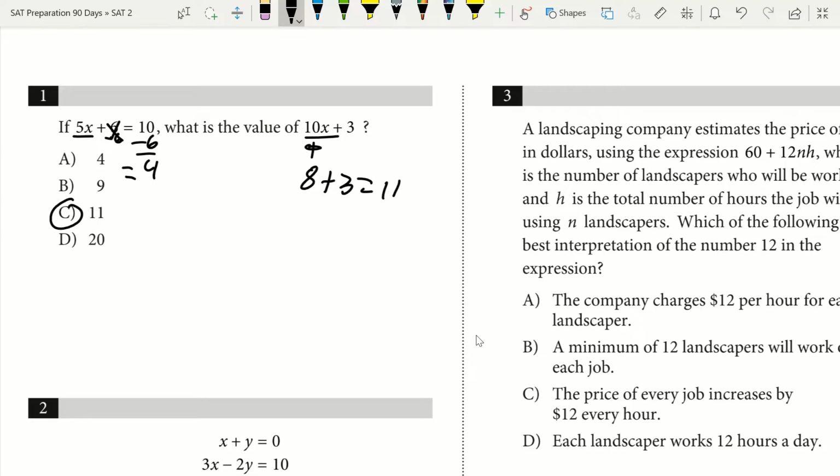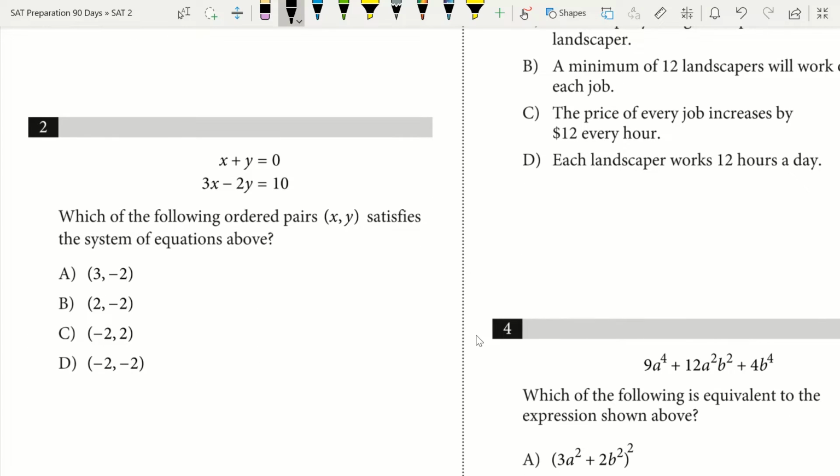Okay, number 2. I've got stacked equations. I'm asked which of the following ordered pairs satisfies the system above. What I'm going to do here is solve for x first, not y, because I see that there are 2 y's. Actually, I'm going to add these together after I double my top equation. That way I have 2y minus 2y. I've got to apply this 2 to the x as well and the 2 to the 0. I'm going to get 2x plus 3x, that's 5x.